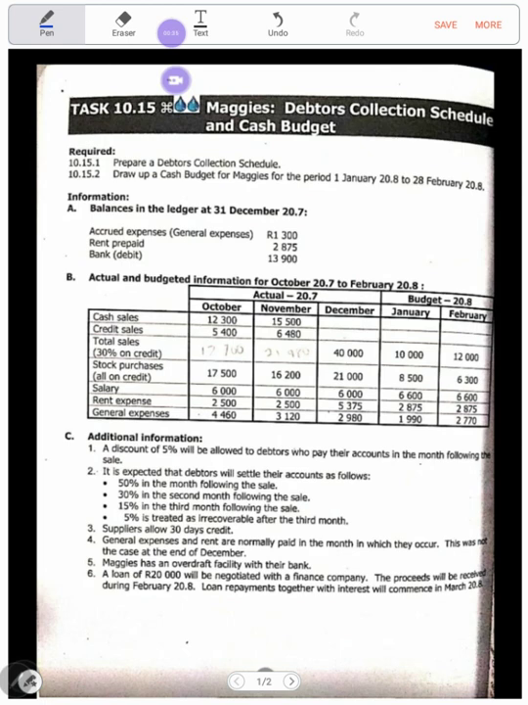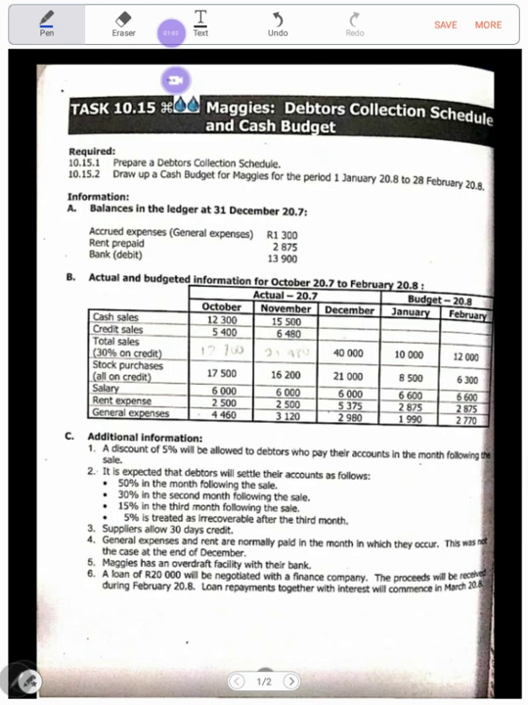What is a debtors collection schedule? Based on my last video, it is how the business will collect the money from their debtors. They basically estimate based on past experience of how debtors have paid them. They have a sequence that has been put in place. All right, then draw up a cash budget for Maggie.